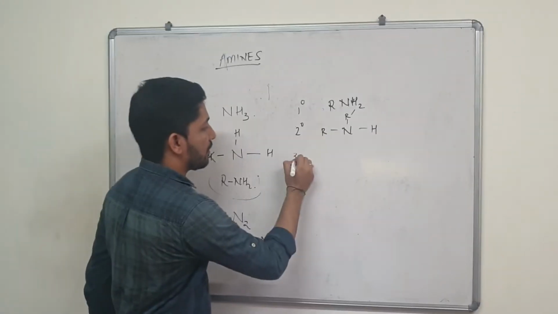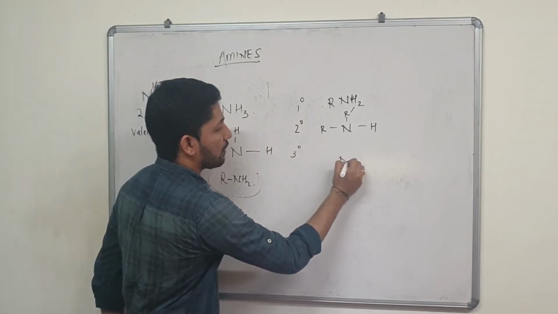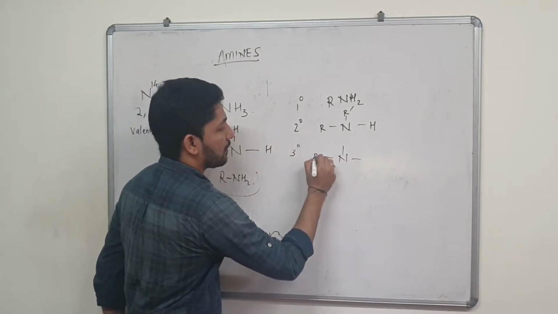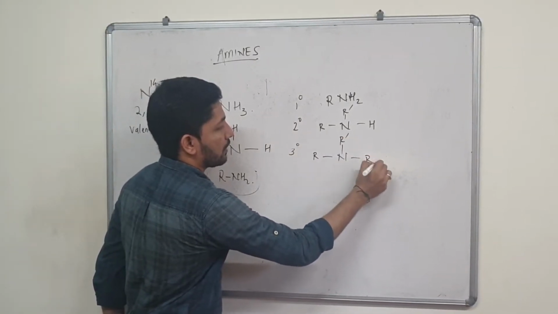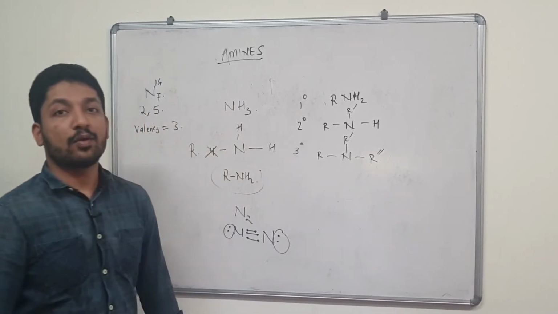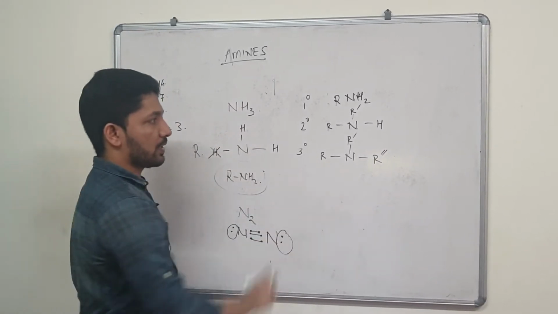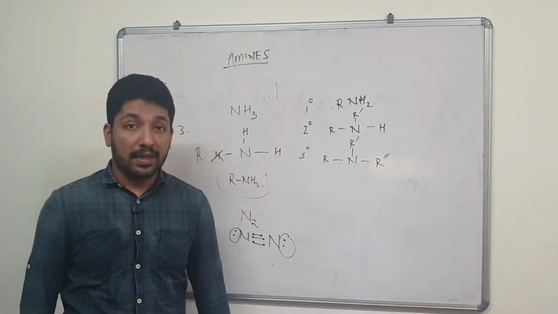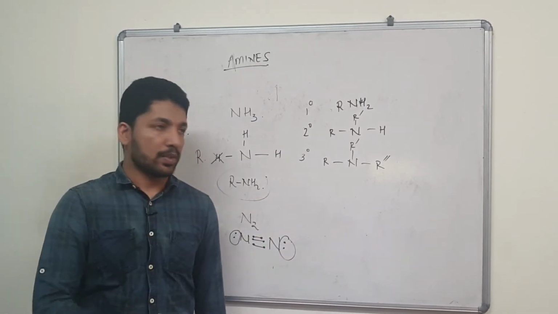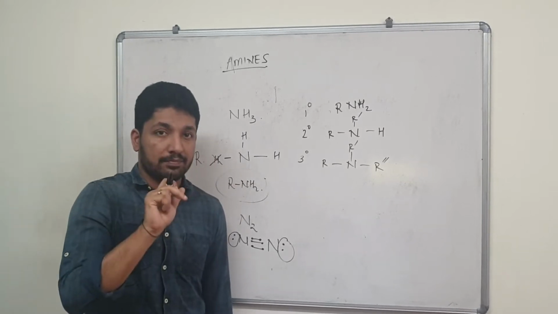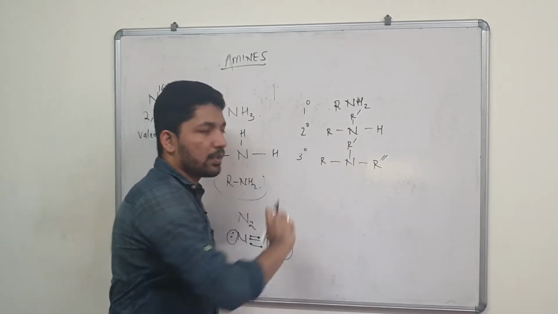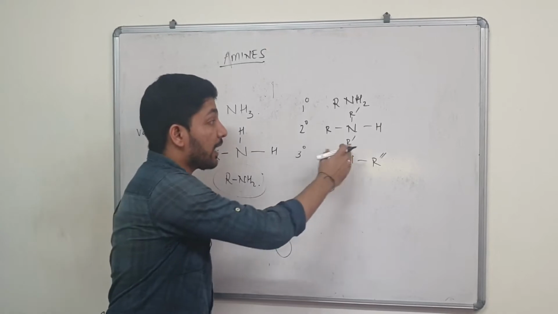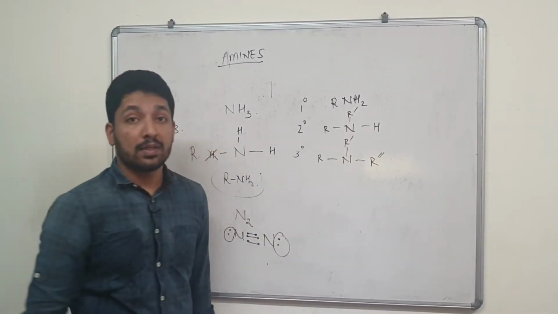And tertiary will be where all three groups attached to nitrogen are alkyl or aryl groups. This is called tertiary. So this is the classification. Okay, so a tertiary amine does not have any hydrogen attached to nitrogen. If you see, the alkyl and aryl groups do have hydrogen, but hydrogen is not directly attached to nitrogen like in primary and secondary.